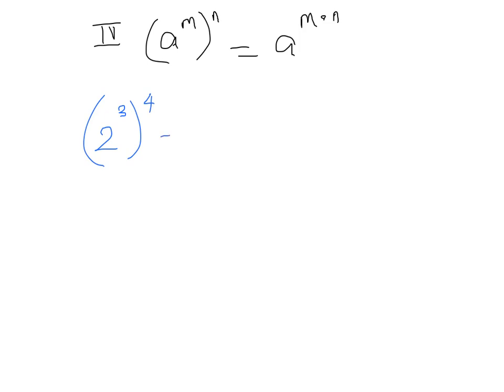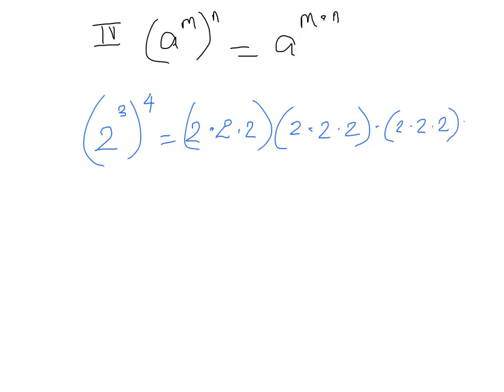So 2 to the third to the fourth means that we're going to take 2 to the third, which you know is 2 times 2 times 2, and we're going to multiply it by itself 4 times. So we have again 2 times 2 times 2. 2 times 2 times 2. This is very, very exhilarating, I know. And 2 times 2 times 2. And if you count all the 2's that are being multiplied by itself there, you should get 2 to the 12th.